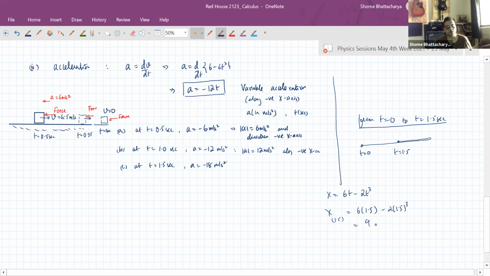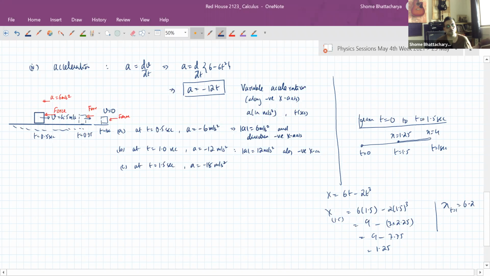so that's 9 minus, write it like this, so it's 1.25, correct? So this is x equal to 1.25. But we also know that at t equal to 1 second it makes the turn. So what was x at t equal to 1 second? It was 6 minus 2. It was 4.